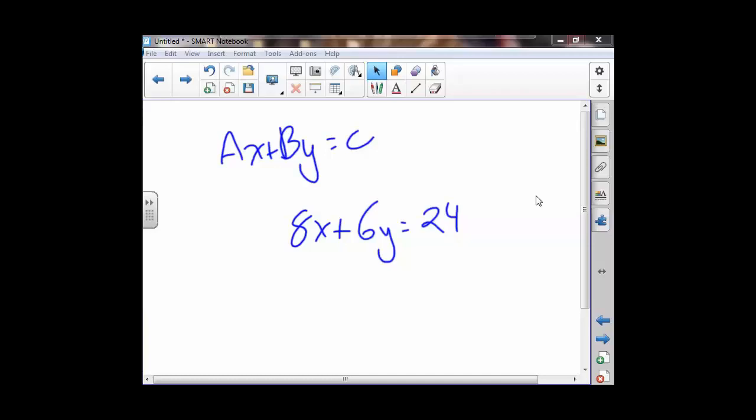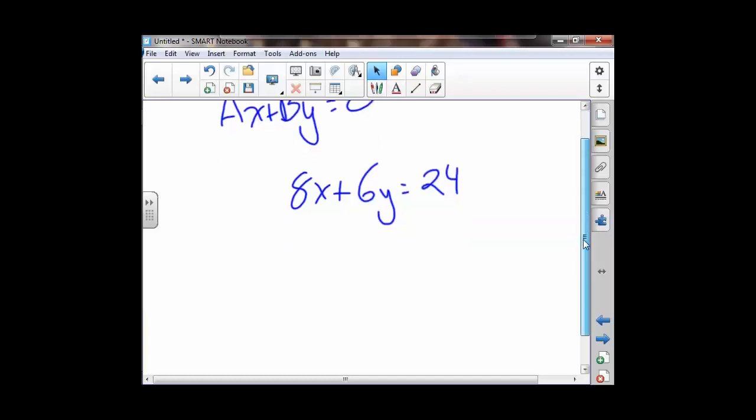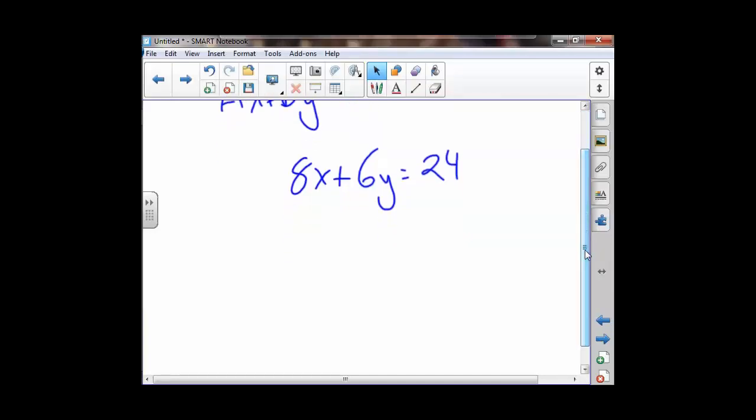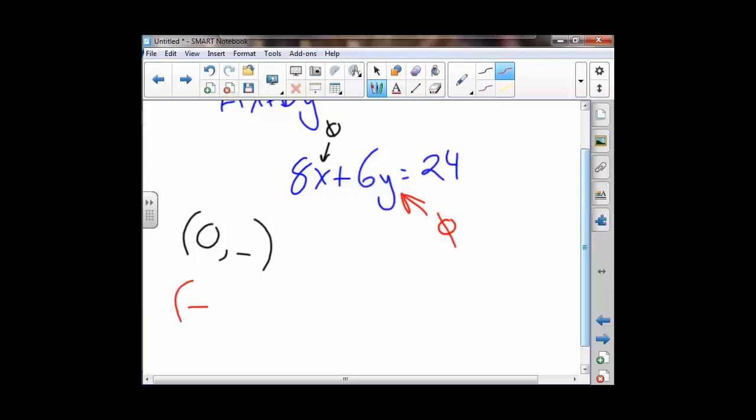But what did we say that we do? We plug in 0 for x or plug in 0 for y. Okay, so I'm going to plug in 0 for x, in which case that's going to be a point 0, something, which is my y-intercept, and then later I'm going to plug in 0 for y, which is going to give me a point of something, 0 over here. Is that making sense?